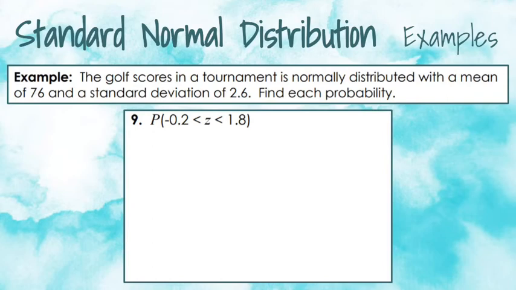So on number 9, I don't actually want to go through the problem with you. I just want to let you know that this means that the z-score is between two numbers. So your lower boundary will be negative 0.2, your upper boundary will be 1.8, and you won't have any infinities in this one. Okay. So that is all that I wanted to go through with you.